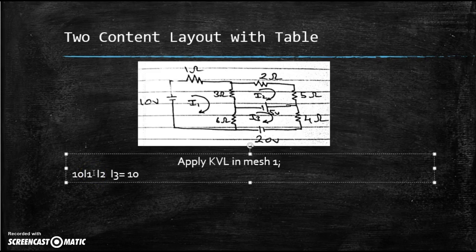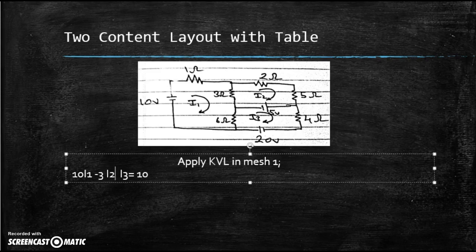The next one would be to assign a value to I2. What is going to be the value of I2? Just check out the resistor which is common between I1 and I2, and it is this 3 ohm resistor which is common to I1 and I2. So just write 3 I2. And now what is going to be the sign over here? The sign will be only negative.